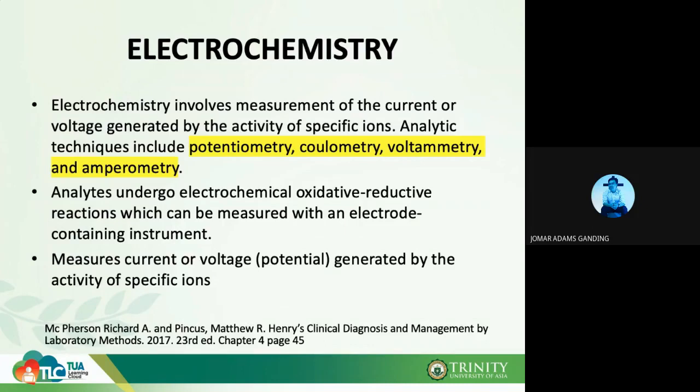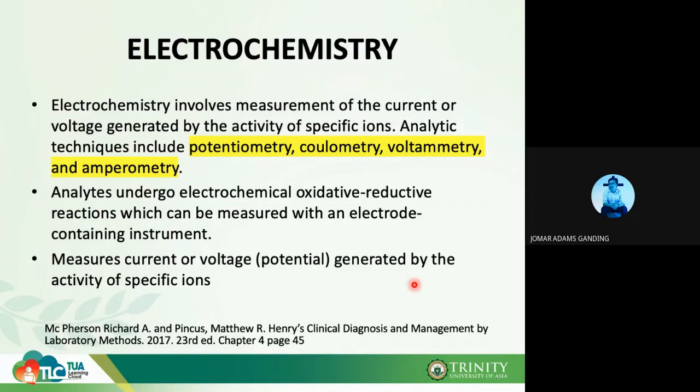So moving forward, analytes undergo electrochemical changes, electrochemical reactions, specifically oxidation and reduction. So when a particular ion is reduced or oxidized, it will now affect the electrode in our instruments. And in measuring your current and your voltage, these are actually generated by the activities of specific ions. That's what I said earlier. So specific ions have their own potential energy, the current and the voltage that are being generated.